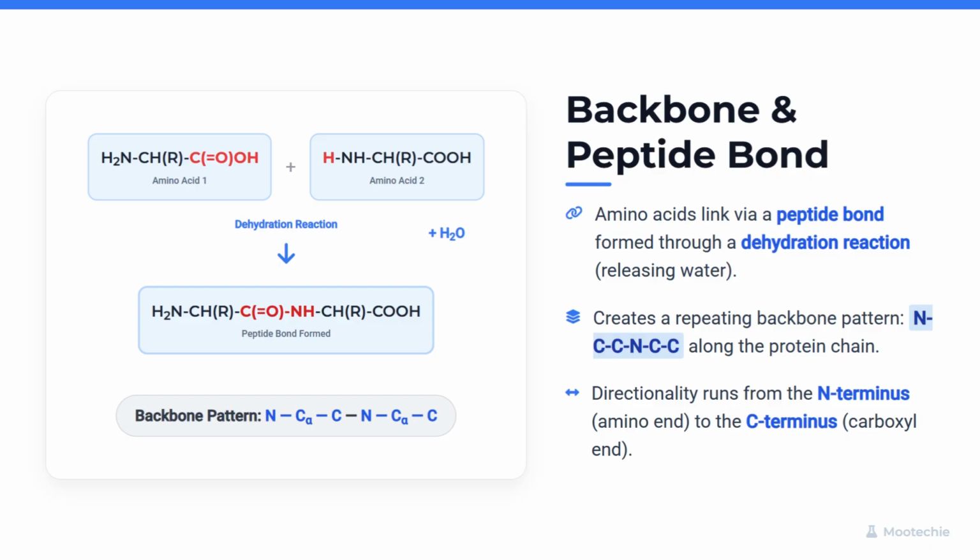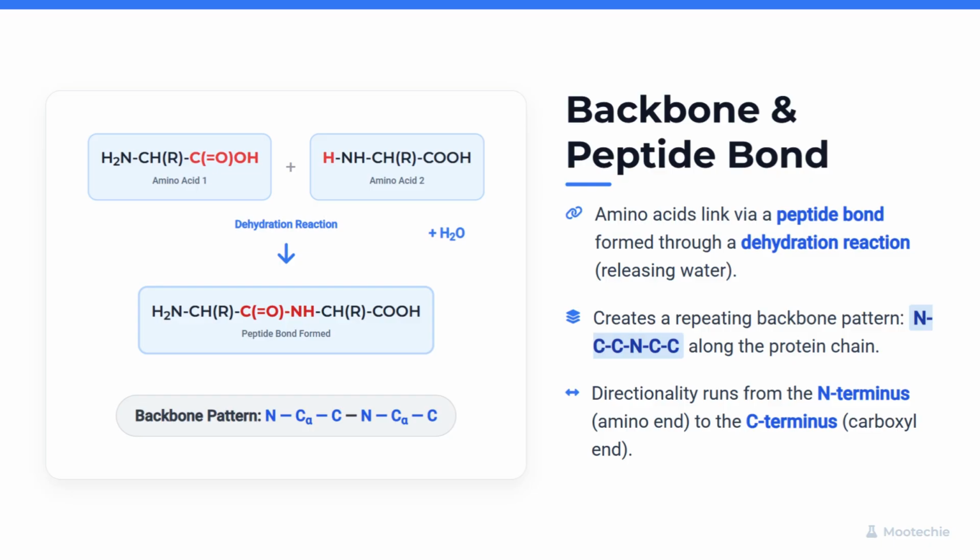Visually, you can think of one amino acid with its structure H2N-CH-R-C double bond O-OH. After a dehydration reaction which releases H2O, it forms a peptide bond with another, resulting in H2N-CH-R-C double bond O-NH-CH-R-C double bond O-OH. The backbone pattern is simply N connected to C alpha, connected to C, and so on.